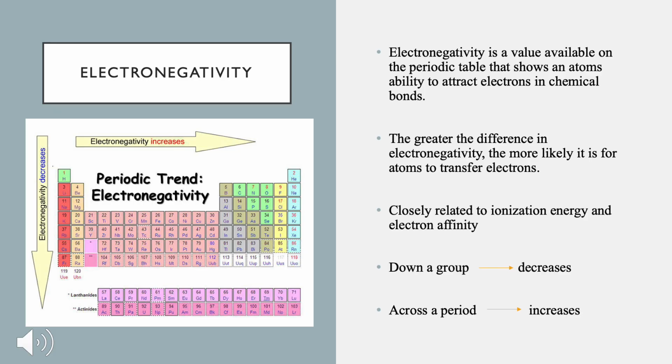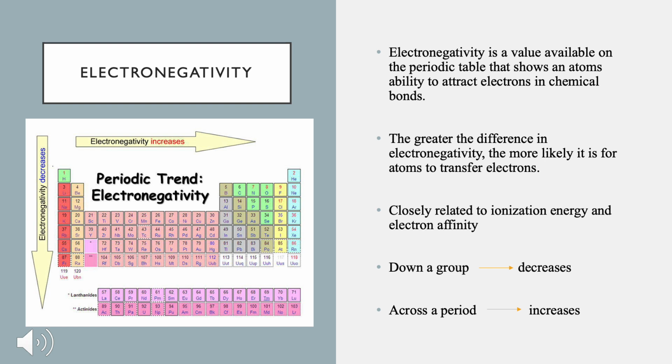The electronegativity between atoms allows us to decide what type of bond will be formed. Electronegativity is a value available on the periodic table that shows an atom's ability to attract electrons in chemical bonds. The greater the difference in electronegativity, the more likely it is for atoms to transfer electrons. Electronegativity is closely related to ionization energy and electron affinity.